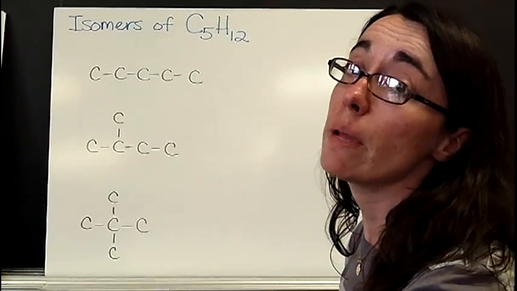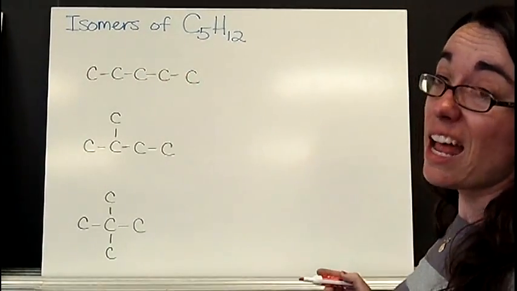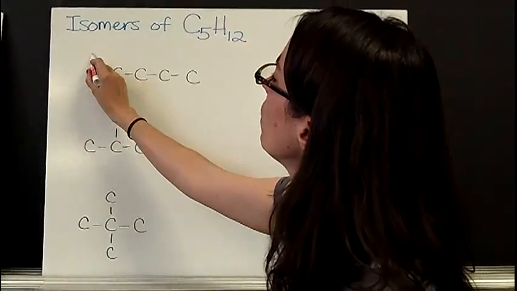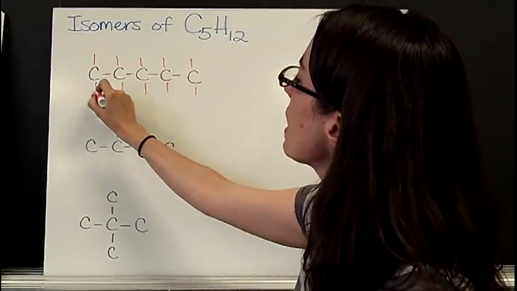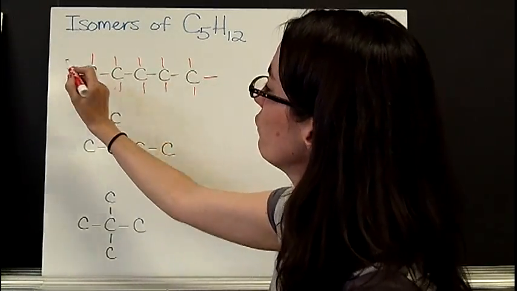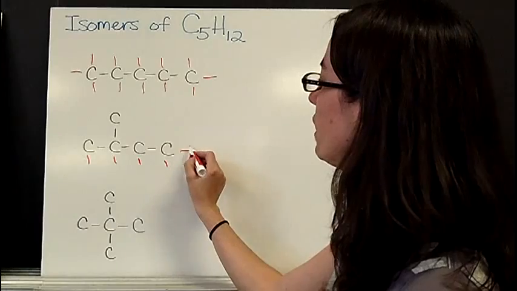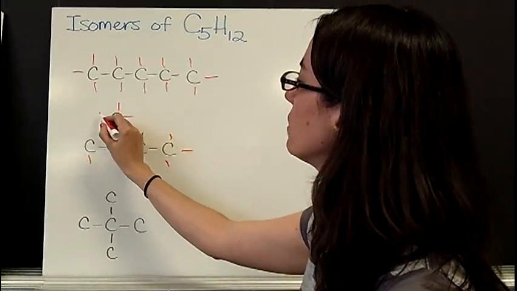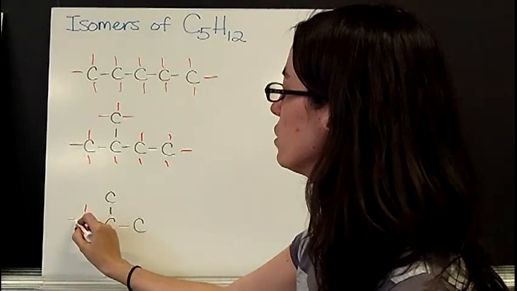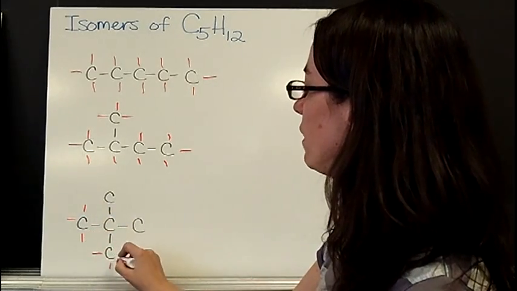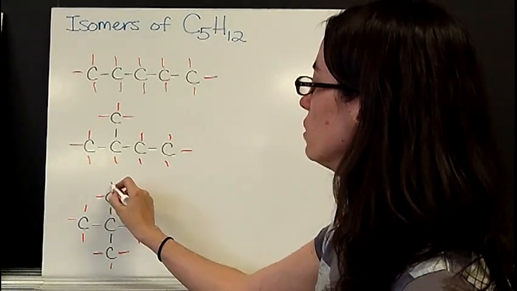Let's add some hydrogens to make sure we have enough. I'm just going to use the red bond to indicate an understood hydrogen. So we have 1, 2, 3, 4, 5, 6, 7, 8, 9, 10, 11, 12. Over here we have 1 through 12. Here we have 1 through 12.